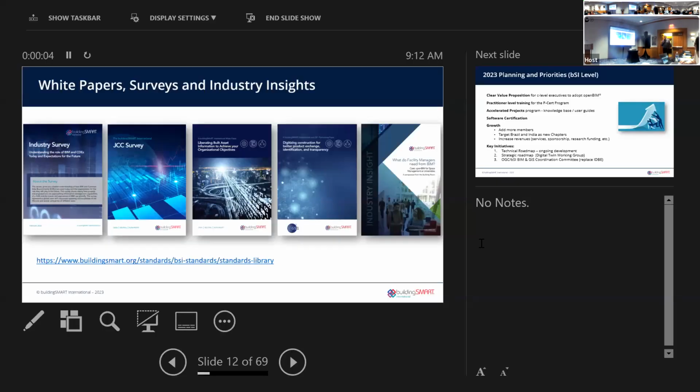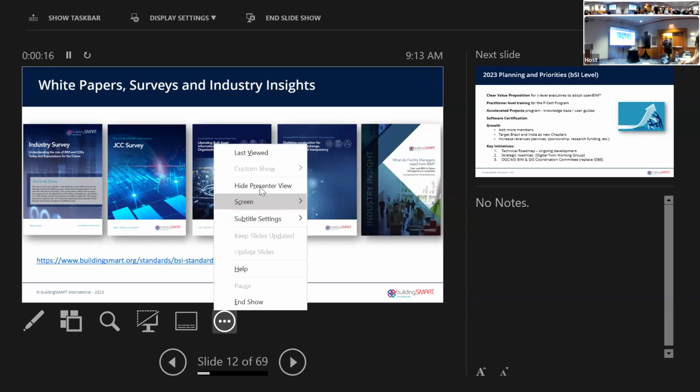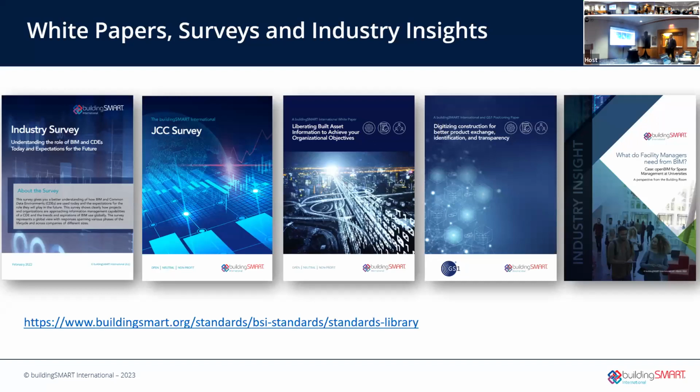Okay, this is just to say that there are resources available through Building Smart. There's a standards library there which you should feel free to explore. Everything is there. Just go to that and browse anything that might be of interest to you. There are some examples on the screen.